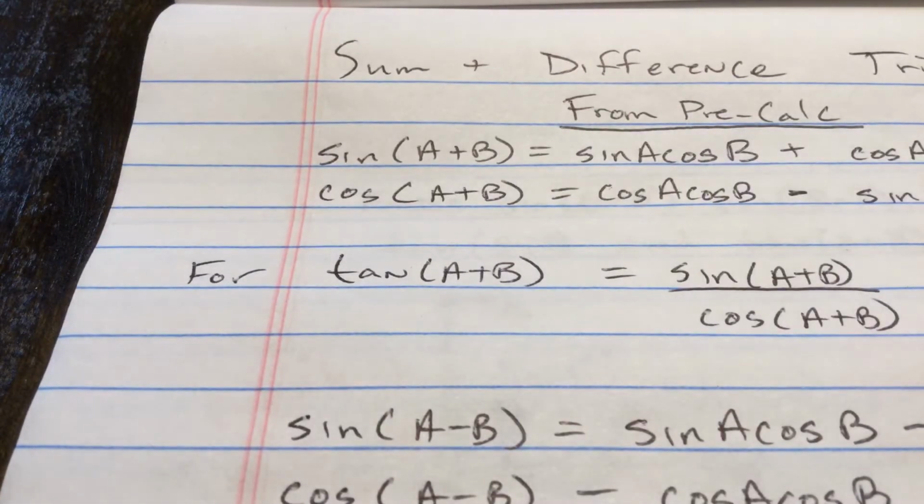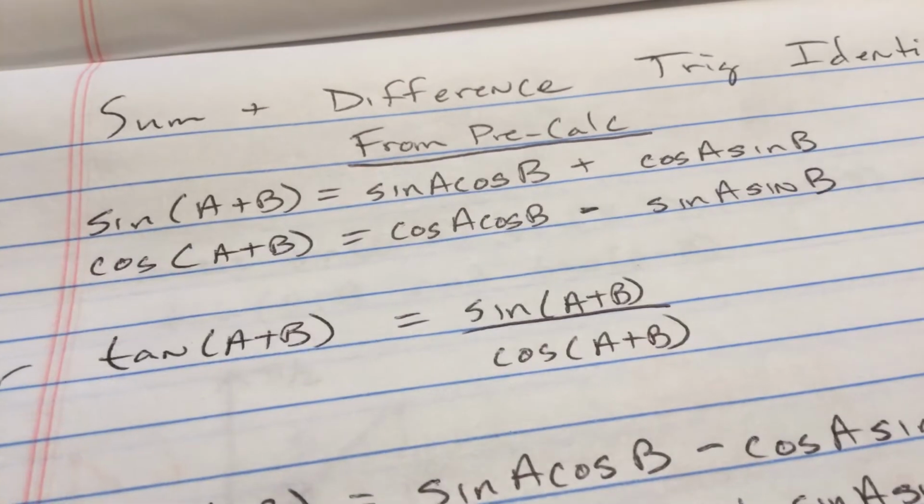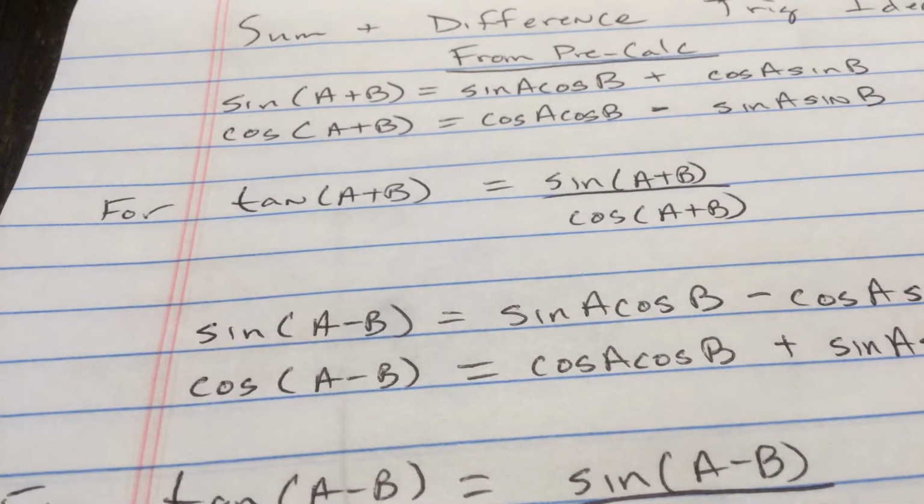Now for tangent, honestly, tangent is just sine over cosine like we talked about on the previous video. So when I taught pre-calculus, I just showed this. It does have its own formula, but I think this is just fine when you have sine of alpha plus beta and cosine of alpha plus beta. I'm just going to call them A and B. Then tangent is just the ratio of sine over cosine. Those were the sum trig identities.